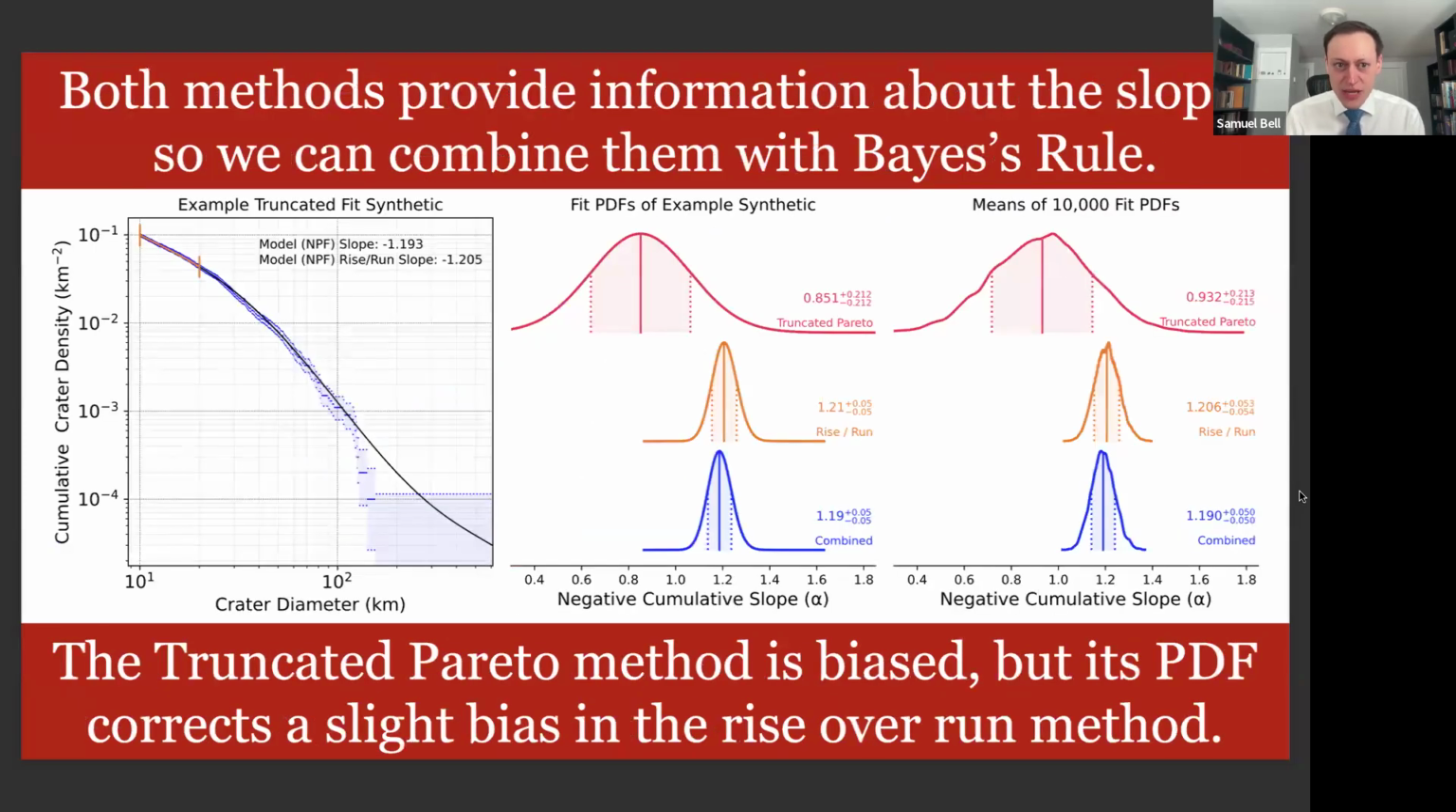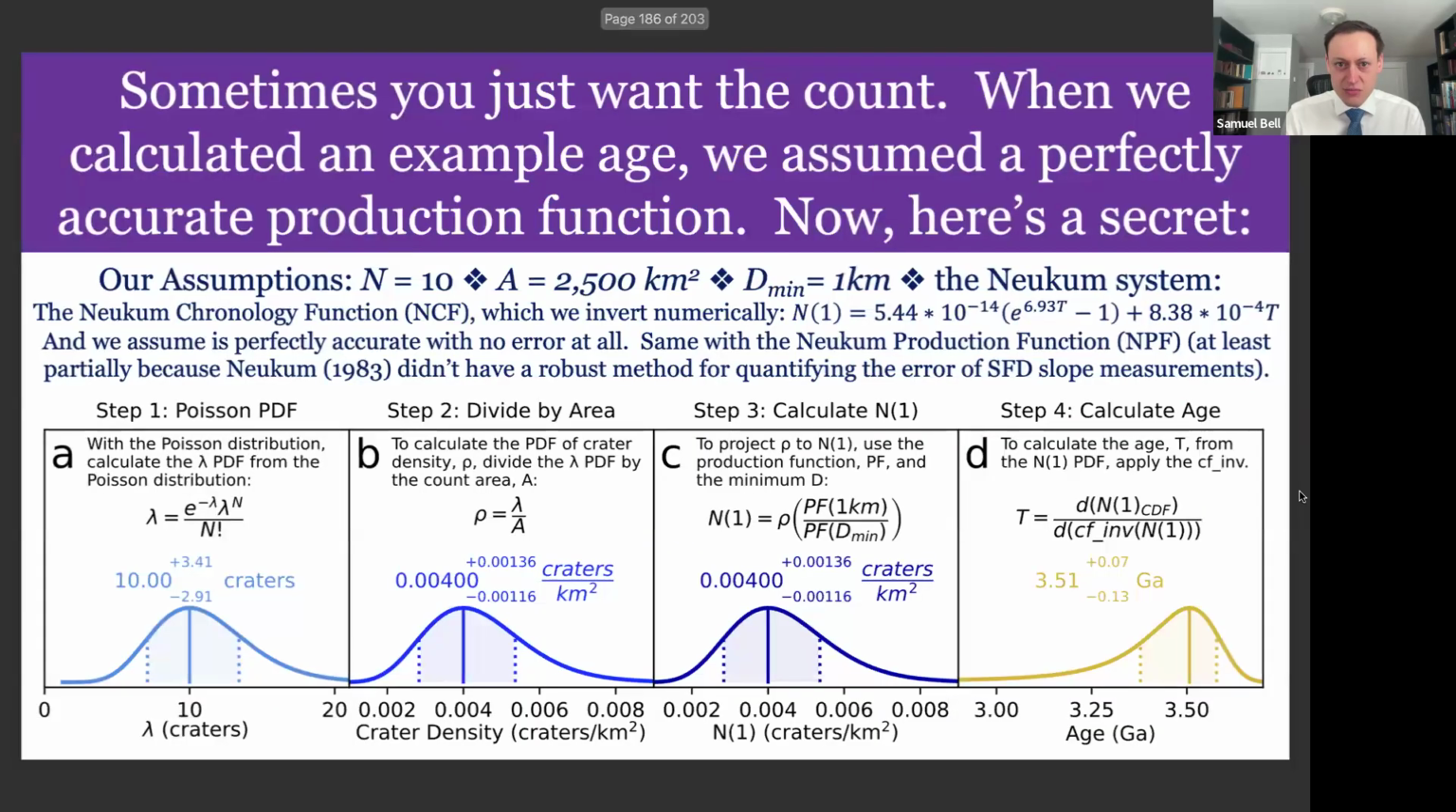Both methods provide information about the slope, so we can combine them with Bayes' rule. The truncated Pareto method is biased, but its PDF actually corrects a slight bias in the rise over run method. Sometimes you just want the count.